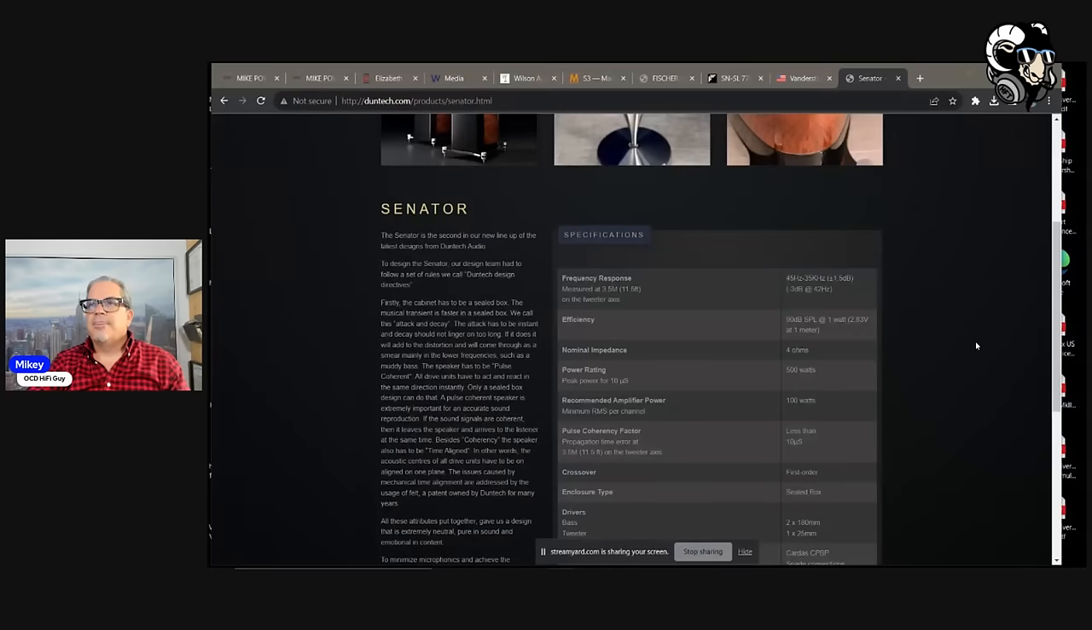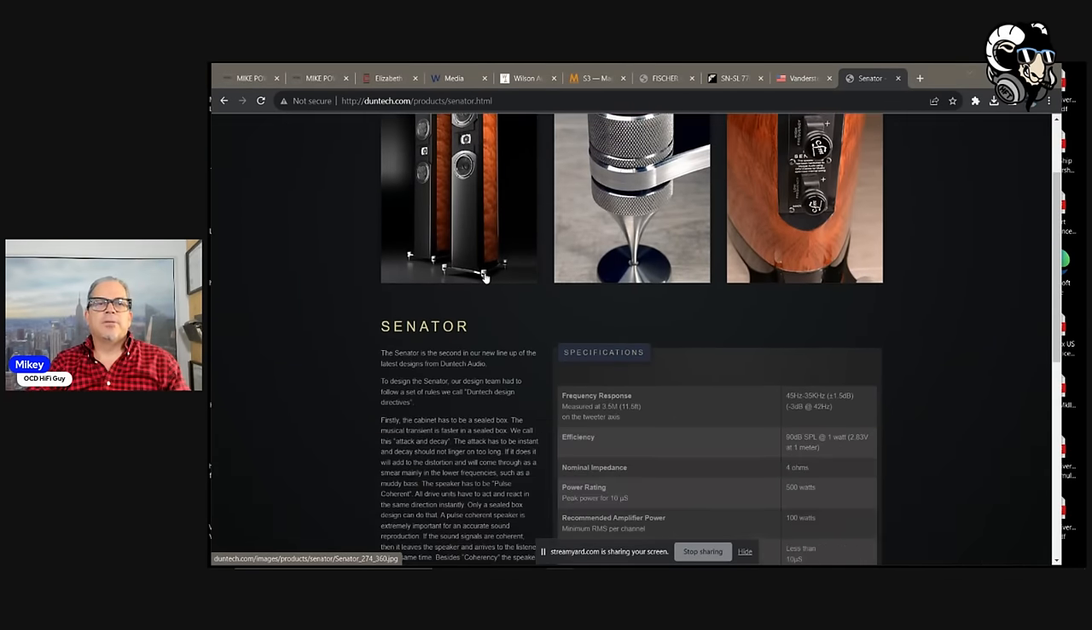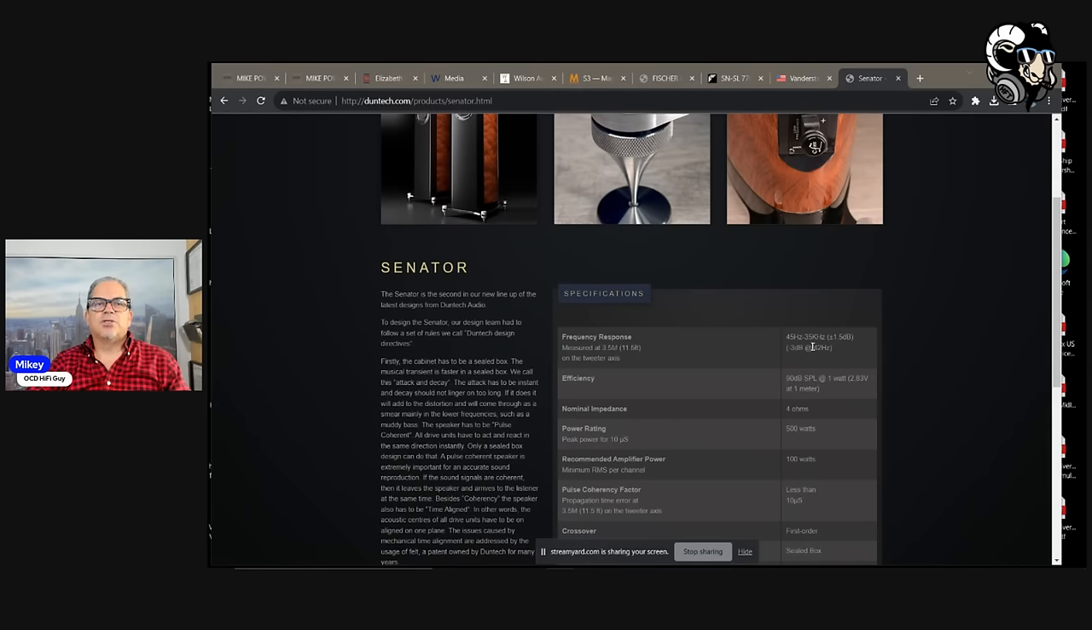If we go back to the Duntech and look at the Senator, which is a two-way speaker, it shows a frequency response of 45 hertz to 35K. It says plus or minus 1.5, so it's down 1.5 dB at 45. And then the negative 3 dB point is at 42.